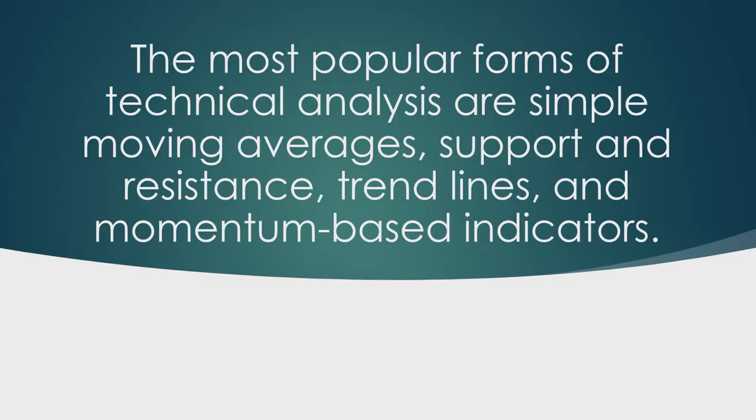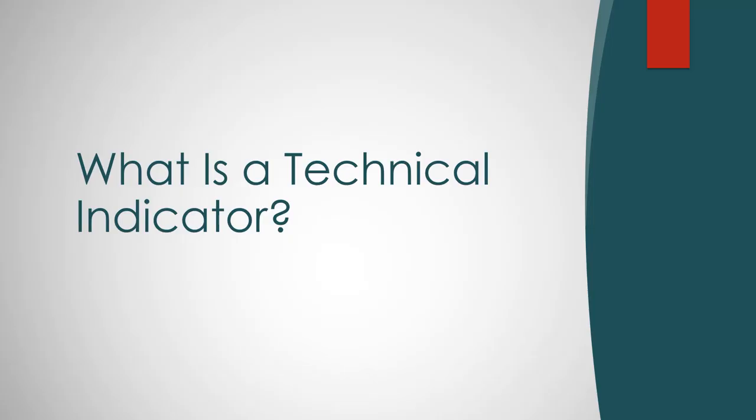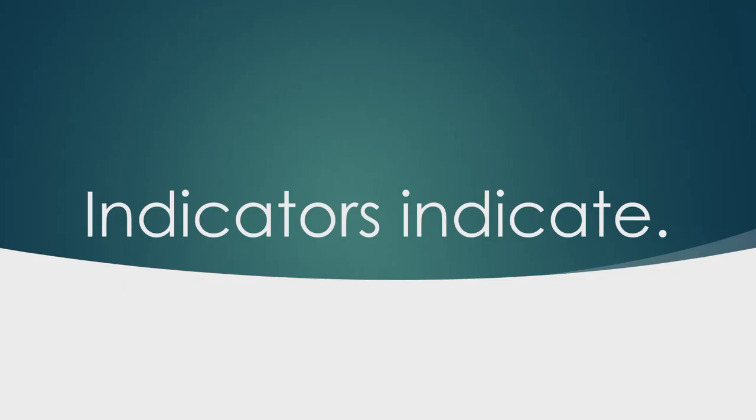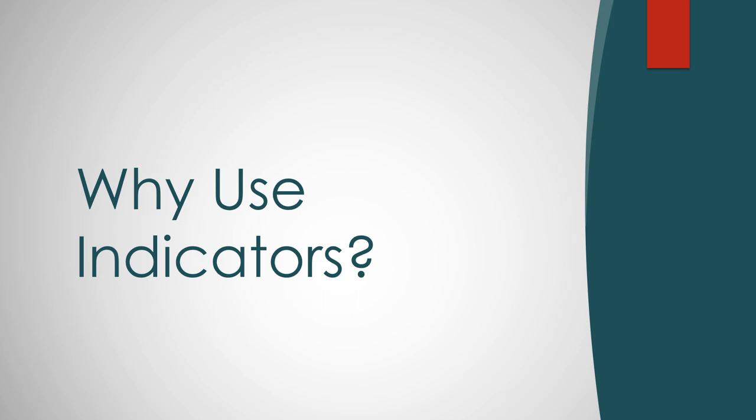So the most popular forms of technical analysis are the simple moving averages, support and resistance trend lines, and momentum-based indicators. So what is an indicator? We keep referring to them. They're like MACD, RSI, stochastics. They're mathematical formulas. But you have to remember, indicators only indicate. So indicators are like interpreters. They interpret price action when you can't make heads or tails of it.